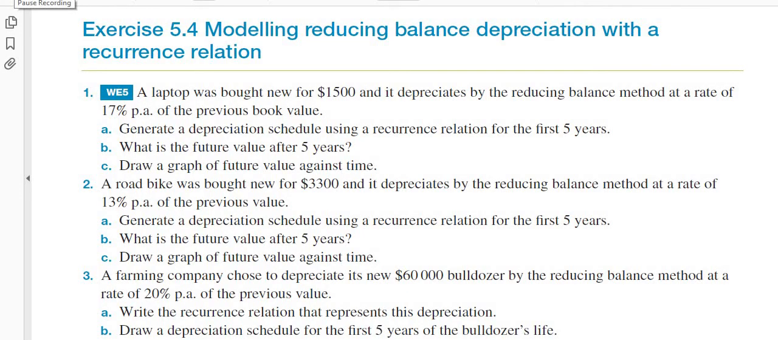Now, just based on that example that I've done, you should be able to answer question 1 through 8 from exercise 5.4 and question 13 and 14 as well. Okay, so head off and try question 1 through 8 and question 13 and 14 from exercise 5.4.